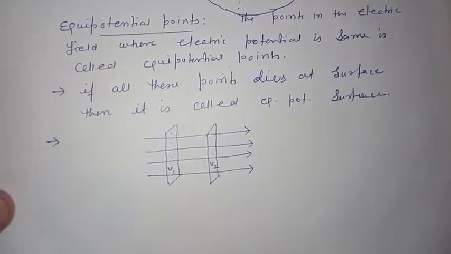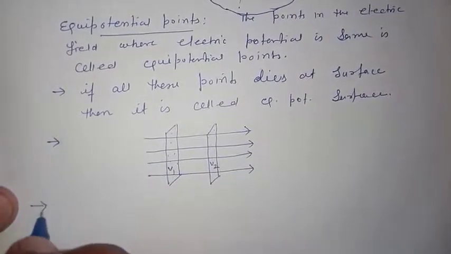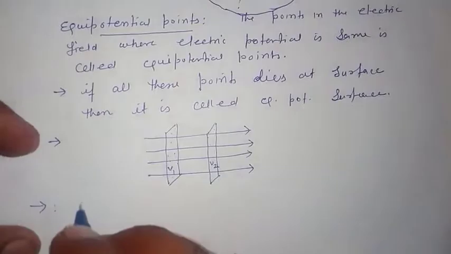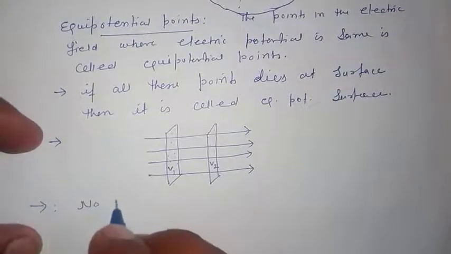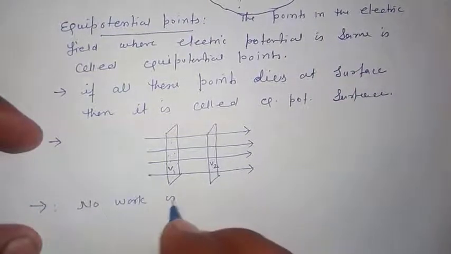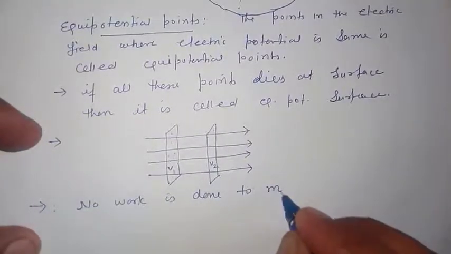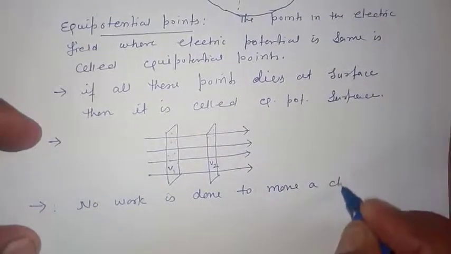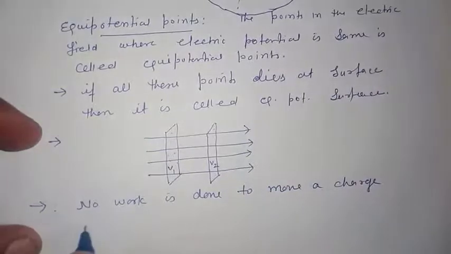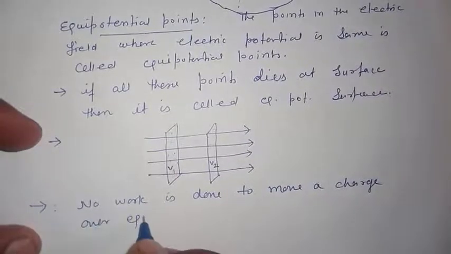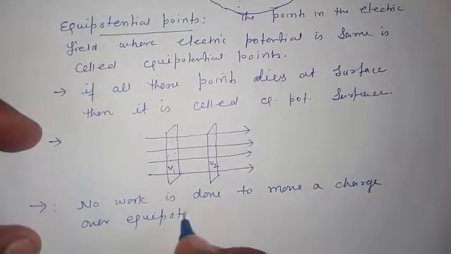Now, some important properties are there. The first one is very important: no work is done to move a charge over an equipotential surface.